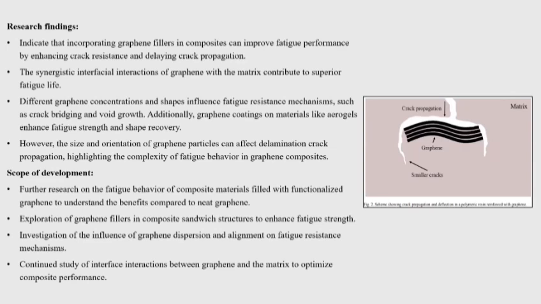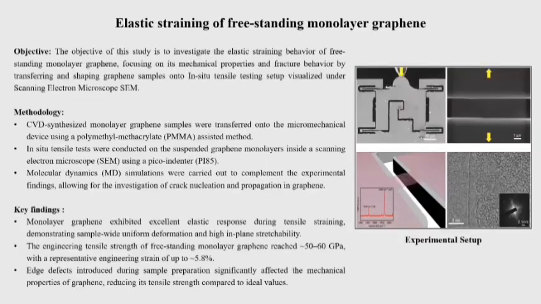graphene composites. The scope of development includes further research on fatigue behavior of composite materials filled with functionalized graphene to understand the benefits compared to neat graphene. Exploration of graphene fillers in composite sandwich structures to enhance fatigue strength. Continued study of interface interaction between graphene and the matrix to optimize composite performance. Going to the next slide.